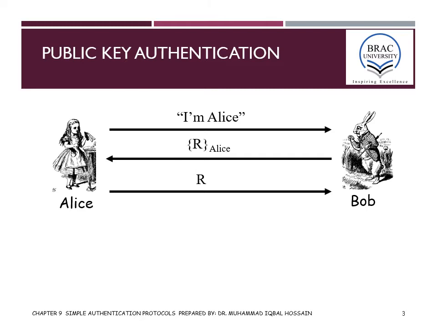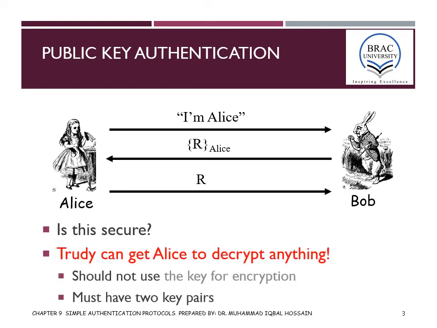Does Alice authenticate herself to Bob? Yes, because this is encrypted with Alice's public key, so only Alice can decrypt it because she has the private key, and send it back. Then Bob will compare that these two are the same. That means whoever replied to this message has Alice's private key, so that should be Alice. The problem is that Bob cannot authenticate himself to Alice.